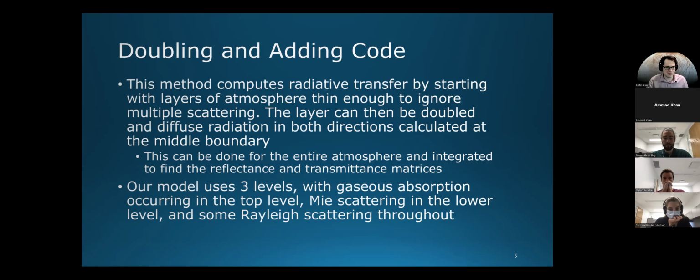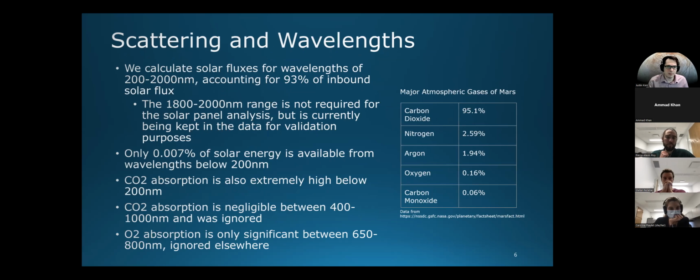Our model uses three main levels, with gaseous absorption occurring primarily in the top level, Mie scattering in the lower level, and some Rayleigh scattering throughout all three. So for investigating scattering and wavelengths in this, we calculate solar fluxes for wavelengths between 200 and 2000 nanometers, which accounts for about 93% of inbound solar flux at Mars.